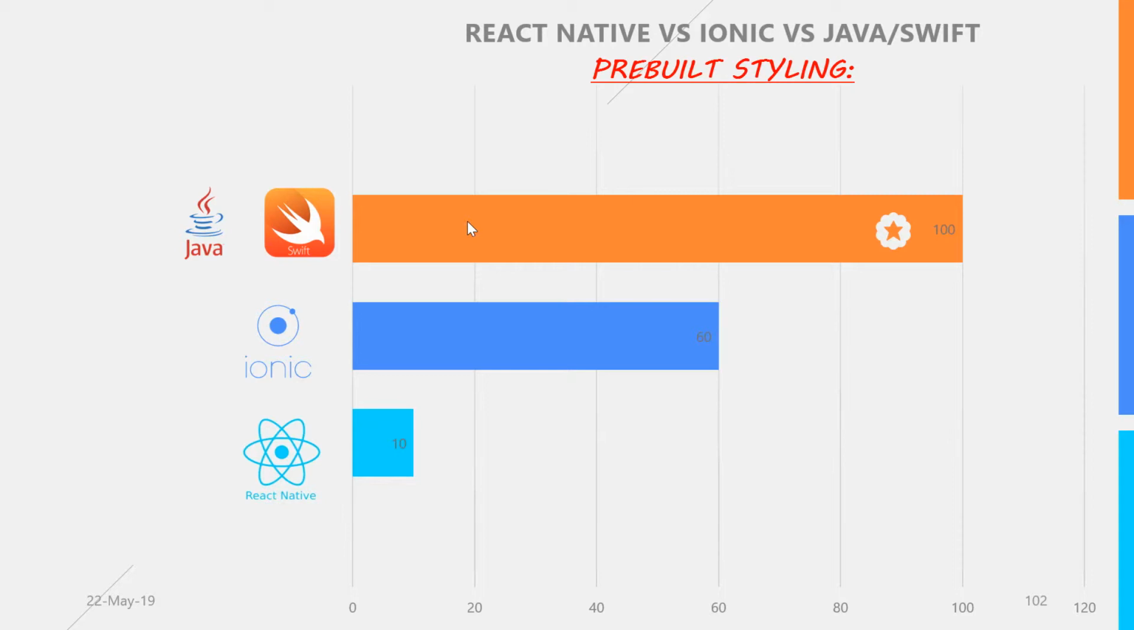When you start off with Java and Swift, for example with buttons, you find that the buttons they provide you are already pre-styled, similar to Ionic. But when it comes to React Native, out of the box, the buttons look ugly. Everything is not styled. I mean, it's there, but it's not styled. So you have to do a lot of styling yourself.